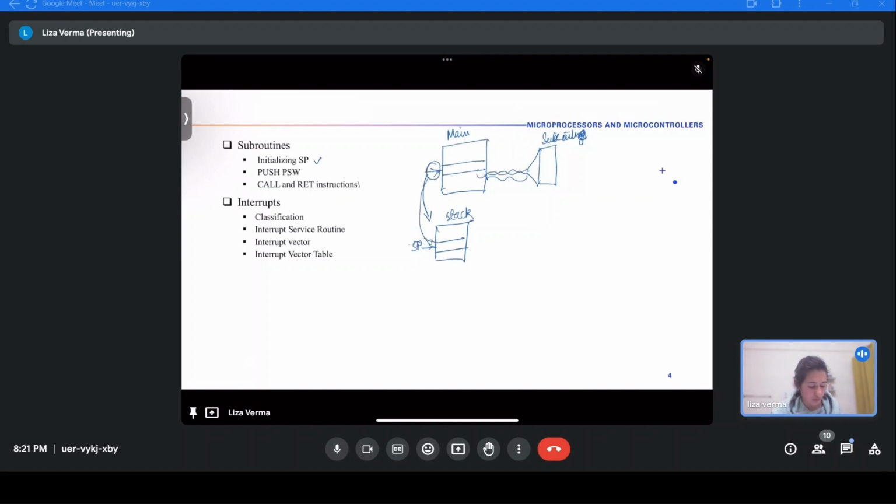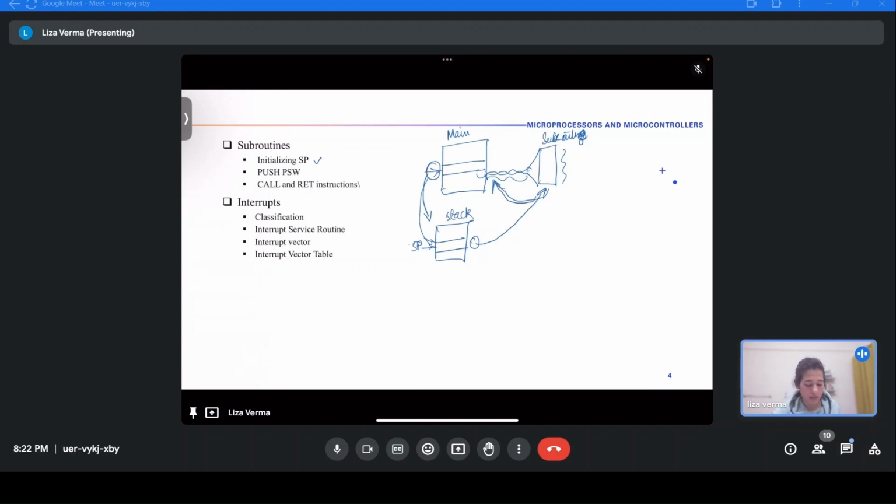You'll go to the subroutine, perform all the instructions that are there in the subroutine. You return from there. And how do you return from there? After popping out the address that was pushed earlier before calling the subroutine. You'll get back the address from the stack, and that's how you get back to the main program.